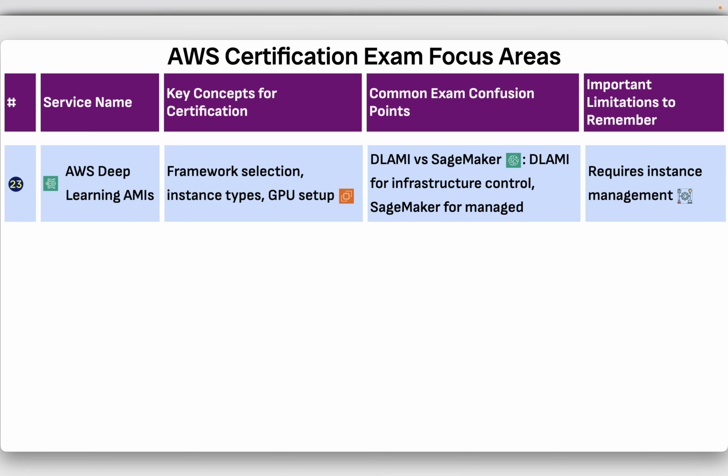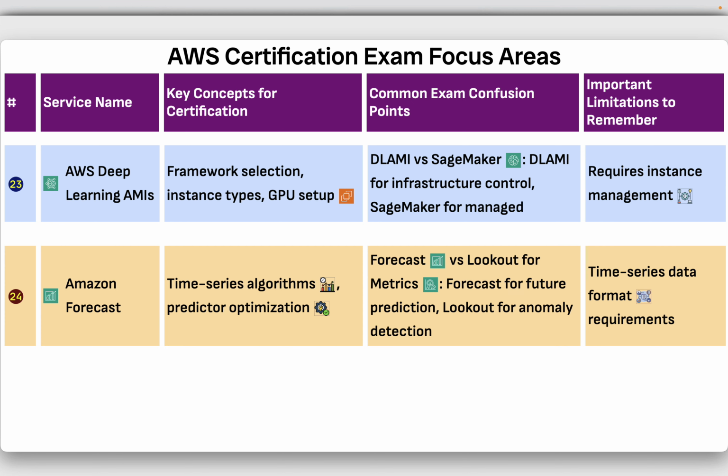Next service is AWS Deep Learning AMIs. Key concept for certification is framework selection, instance types, and GPU setup. Common exam confusion points is Deep Learning AMIs versus SageMaker. So Deep Learning AMIs is for complete infrastructure control, and SageMaker is for managed machine learning. Important limitations to remember that it requires instance management.